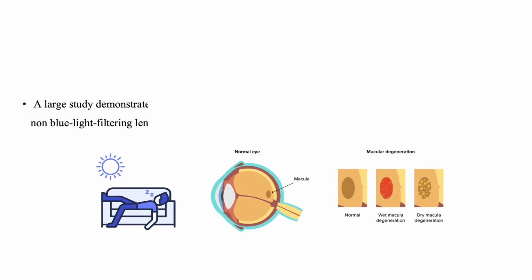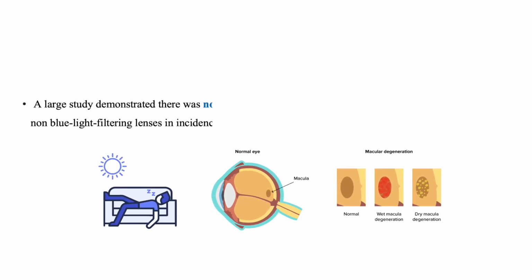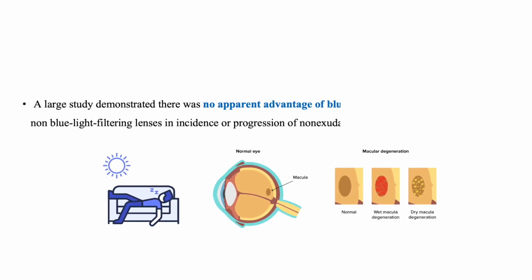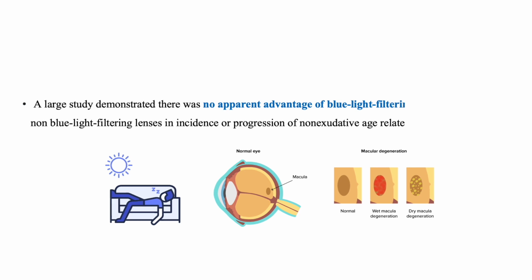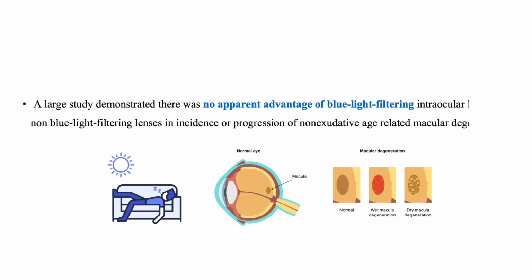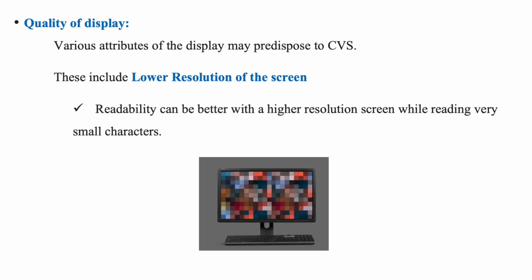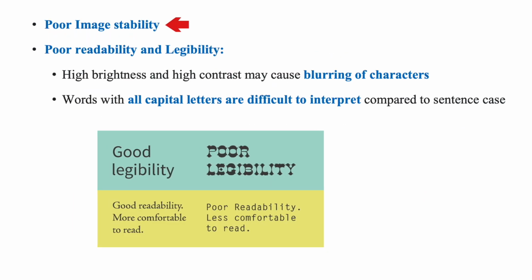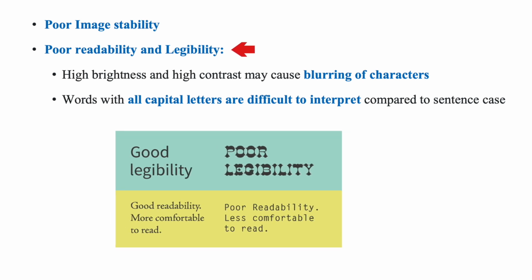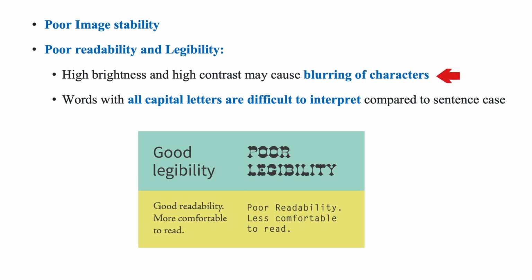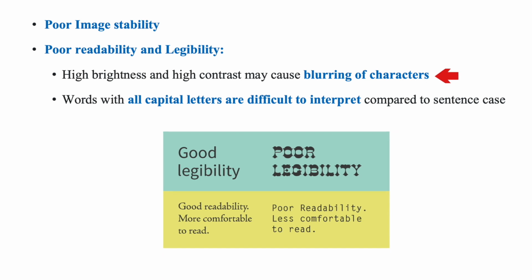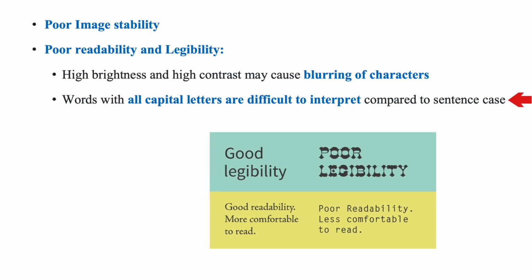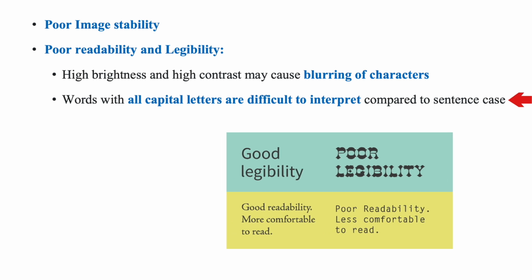In people who have undergone cataract surgery, there is no apparent advantage of blue light filtering intraocular lens over non-blue light filtering lens. So a lot of work needs to be done in this area. Quality of display is another factor. Poor image stability, poor readability and legibility, high brightness and high contrast may cause blurring of characters. Words with capital letters are difficult to interpret compared to sentence case.